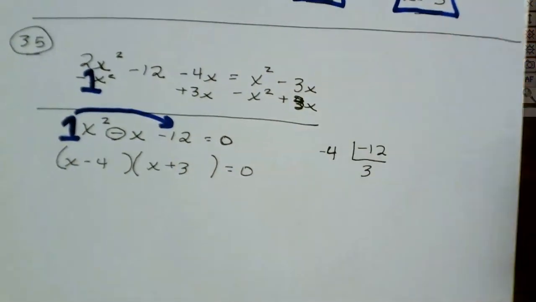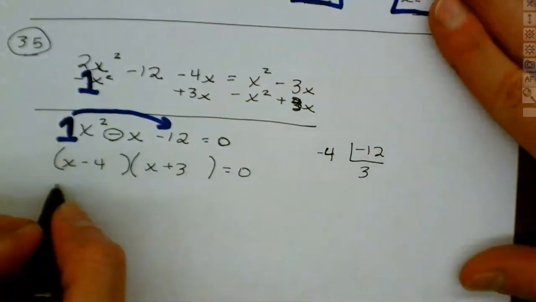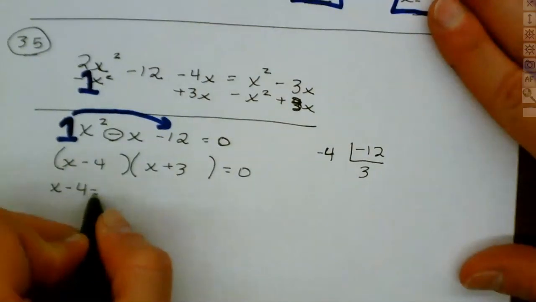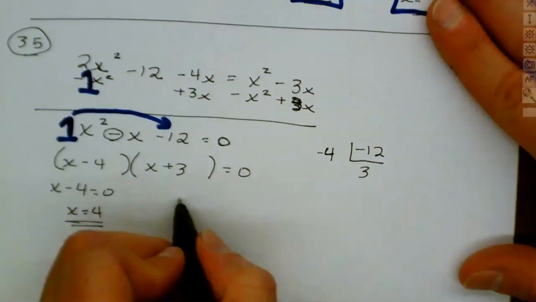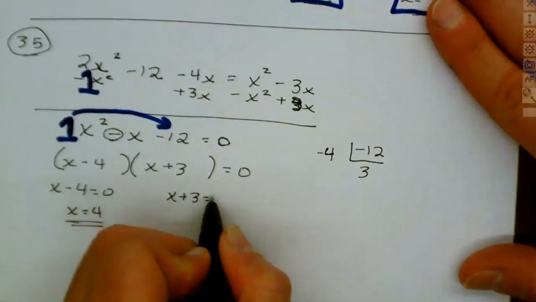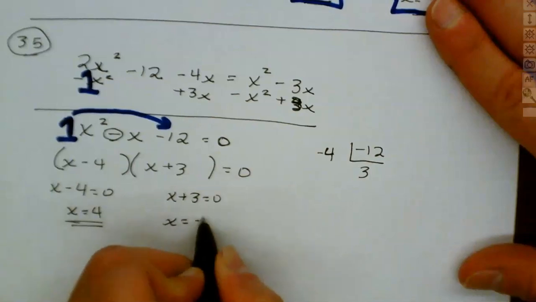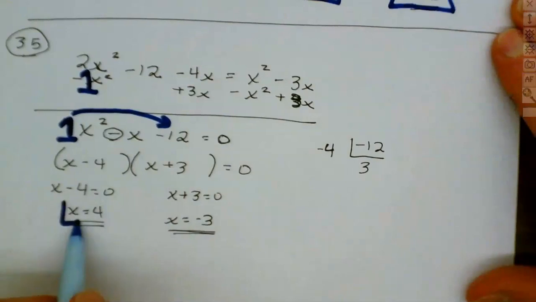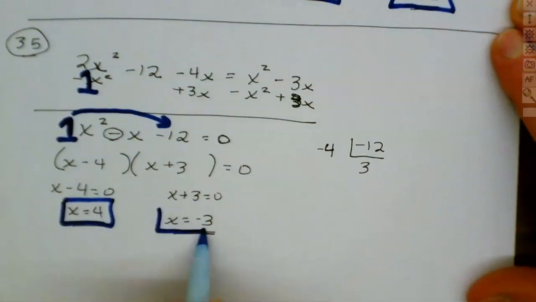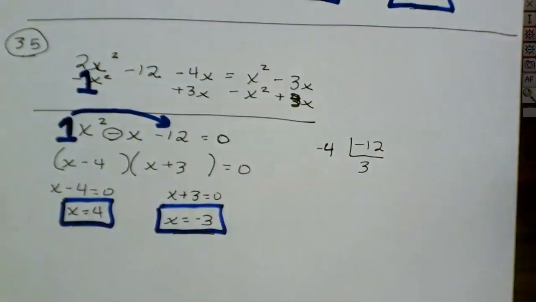It has an equal sign. So what are our solutions going to be? x minus 4 equals 0, so one solution is 4. x plus 3 equals 0, so the other solution is negative 3. So here are 2 solutions, positive 4 and negative 3.